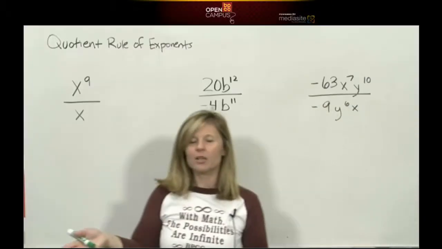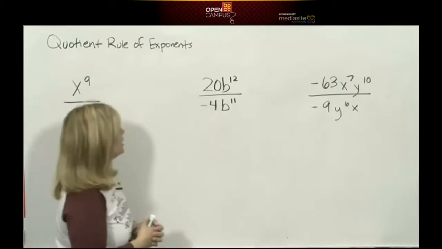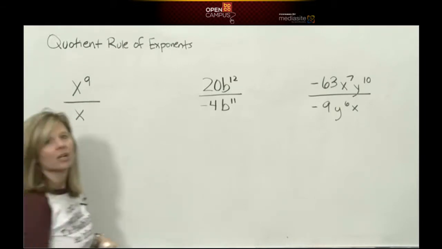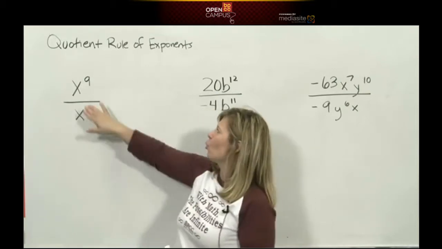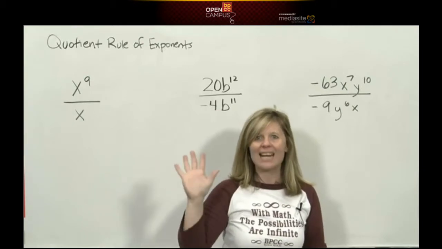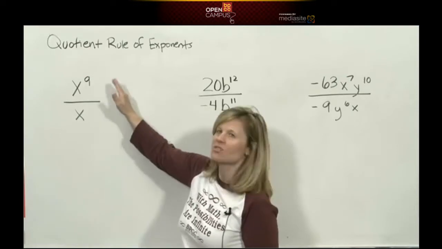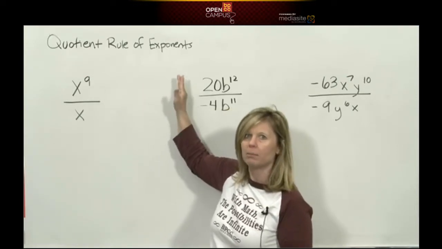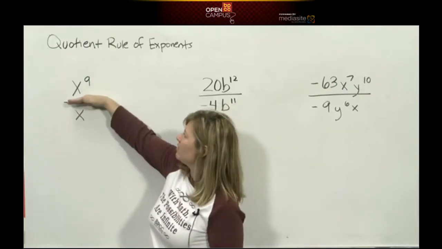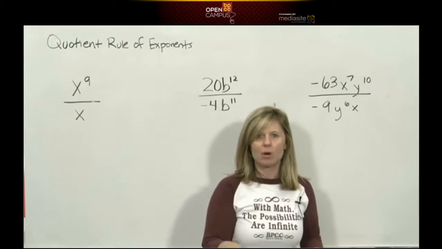Okay, let's apply the quotient rule of exponents to divide monomial expressions. So if we look here, let's start with our basic algebra expression, x to the ninth divided by x. If we want to think about this, what does x to the ninth mean? It means up in the numerator, I would have 9 x's connected by multiplication. Well, do you really want to write out x times x times x times x, and so on? No. So the rule here is when we divide, as long as our bases are the same, all we need to do is subtract our exponents.